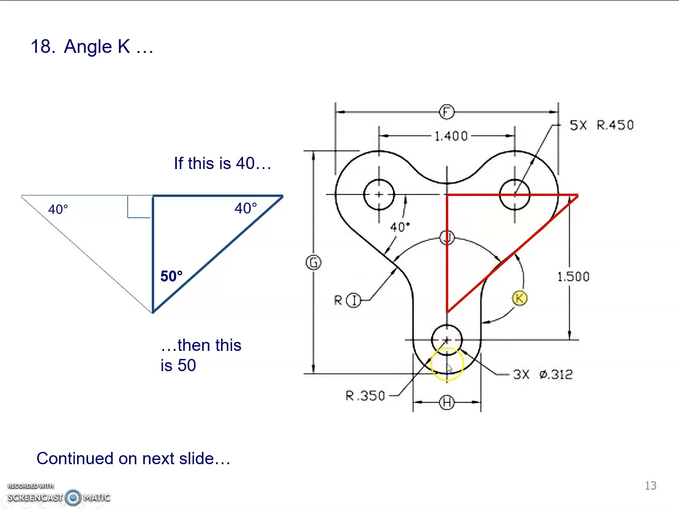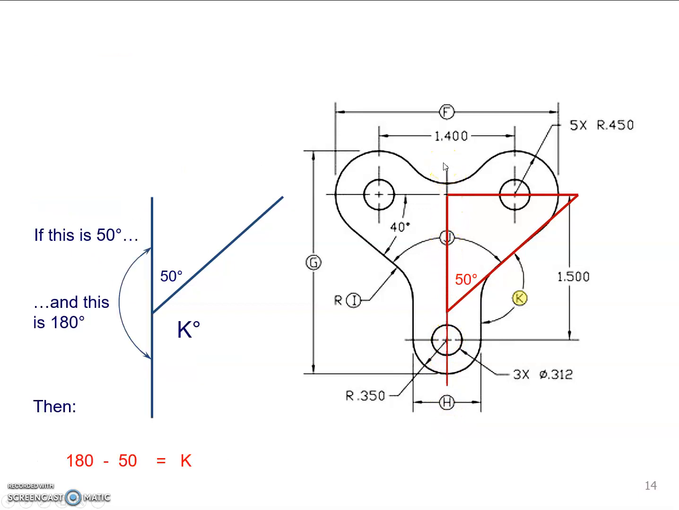So what? Well, this line right here, what angle is a straight line? A straight line is 180 degrees. Okay, if you've got 180 degrees, a straight line, and you take away 50 degrees, what are you left with? What is 180 minus 50? That will give you angle K.